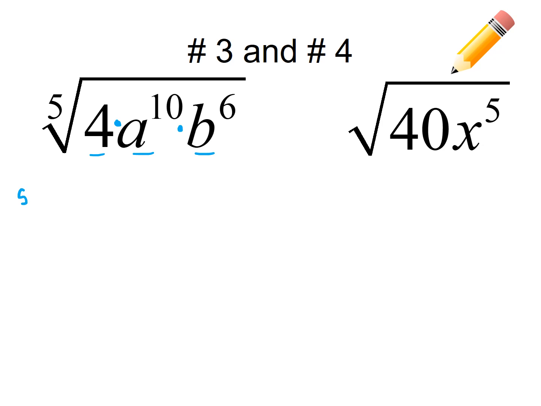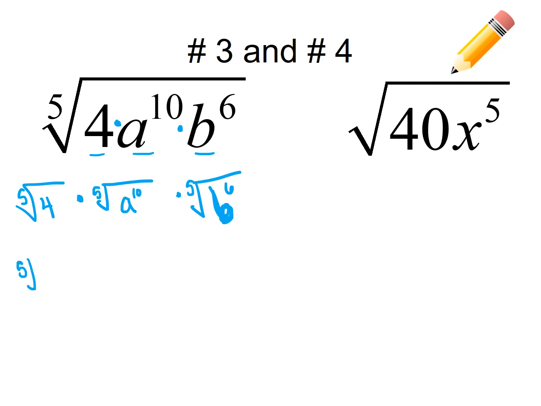I'm going to have the fifth root of 4 times the 5th root of a to the 10th times the 5th root of b to the 6th. Sorry, that's a b, of b to the 6th. Okay, so the 5th root of 4, well, there's no way we can figure that out. It's just going to stay like that, the 5th root of 4, because 4 is too small.